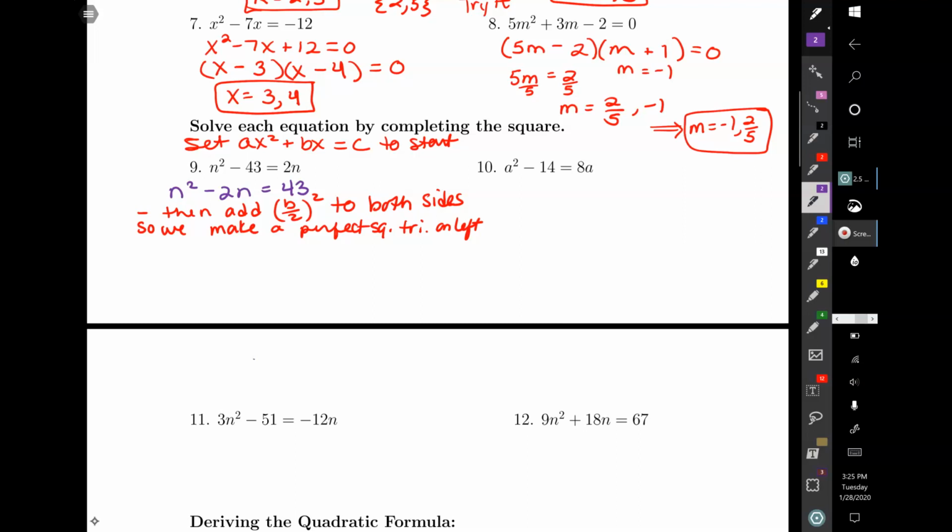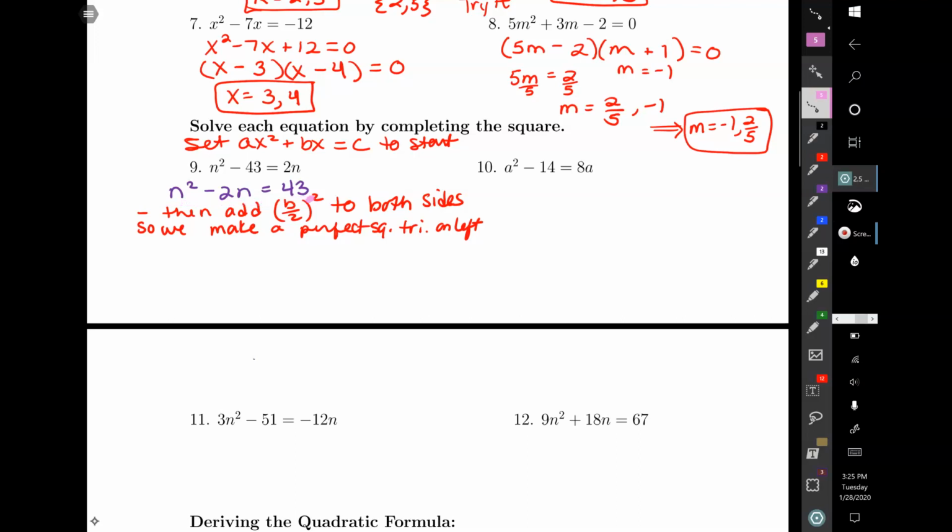So we have set ax squared plus bx equal to c to start. So that's the method I use. You may have seen it done differently. Some people get it all set equal to 0 and then move that constant over, but you can just cut out that step. So number 9 says n squared minus 43 equals 2n. So the first thing I did was write n squared minus 2n equals 43.